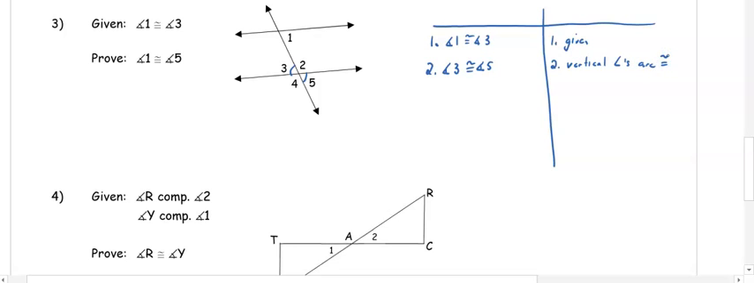Then, because we have two congruency statements, we can take out 3 and replace it with 5. So we would say angle 1 is congruent to angle 5 by the transitive property.